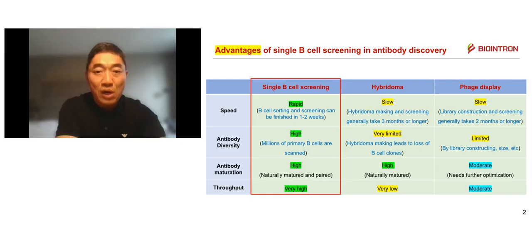For antibody maturation, both hybridoma and single B cell screening are fine because they both screen the primary mature B cells. But for phage display, it's less so, because you have to display the antibody sequence on phage. From a phage, which is a non-mammal system, to a mammal system, there may be a gap. So after you get the antibody sequence, you might have to do further optimization to make the antibody more mature, more stable, and so on. Finally is throughput. Single B cell screening has very high throughput, and I will show you why. Hybridoma is super low and time consuming, and phage is also low, although not as low as hybridoma.